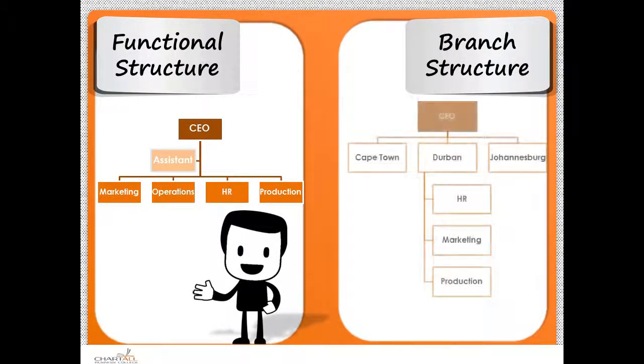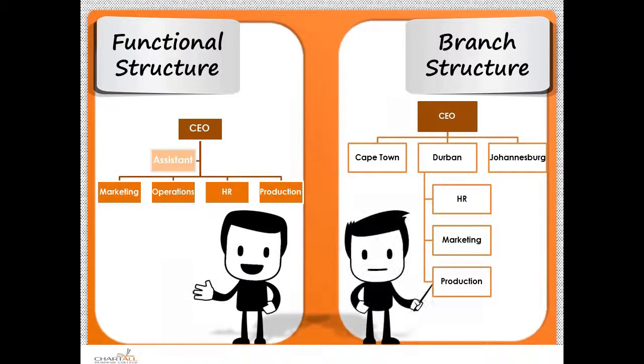Now, a branch structure would be based on geographical location. And the positive side is that branches are responsible for their own decisions. So decision making can be fast, and specialization encourages skills development and focus. But the cons of that is that coordination between branches is difficult. You may get a branch focus and not a company focus.